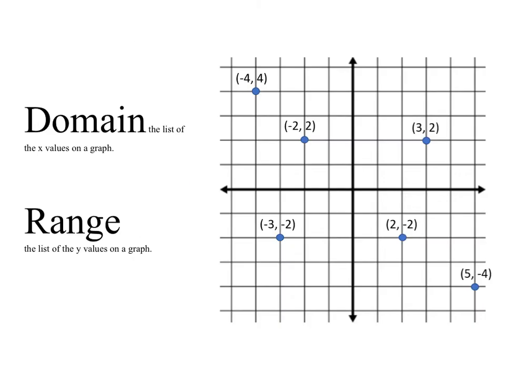Hopefully by now, when you talk about the coordinate plane, you know that the ordered pairs are the x values and the y values. And those correspond with the x-axis and the y-axis. The first number being your x value and the second number being your y value. So basically a domain is just the list of all of your x values from the dots that are on the graph. And the range is just the list of all the y values.